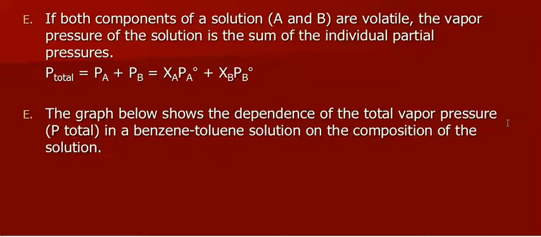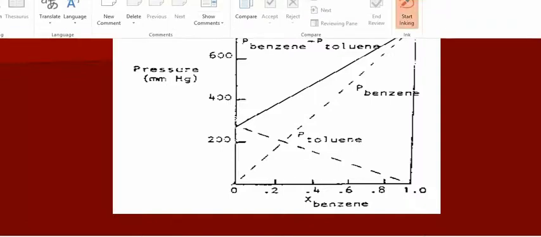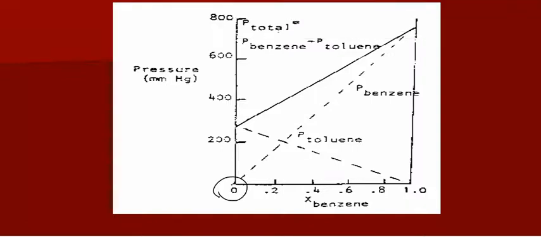We're going to look at a benzene toluene solution, which is an example of this type of solution where both components are volatile. This graph here shows the pressure versus the mole fraction of benzene. So starting over here, the mole fraction of benzene is 0, which means the solution consists only of toluene, while over here, the mole fraction of benzene is 1, which means the solution consists only of benzene.